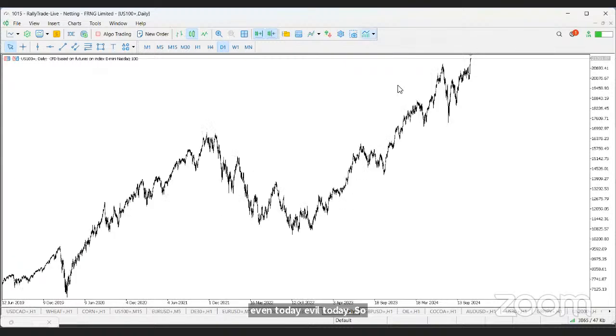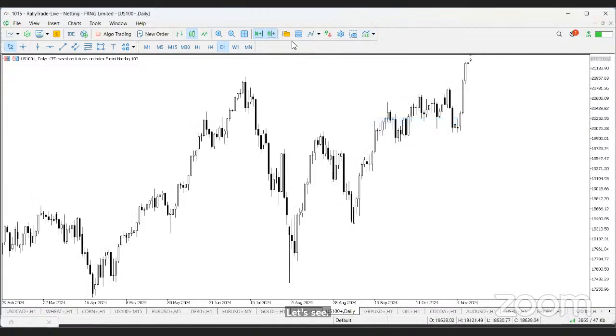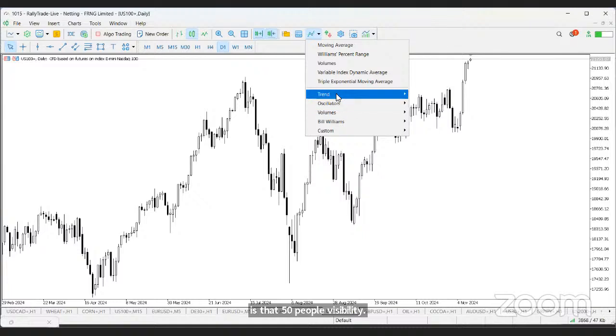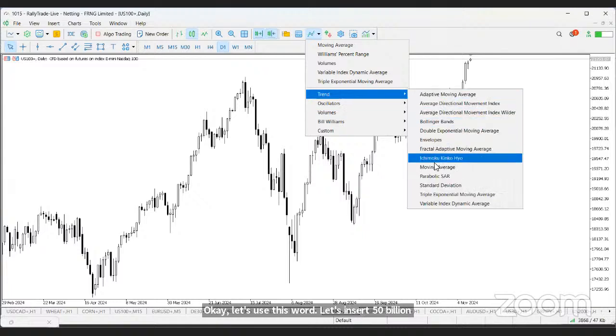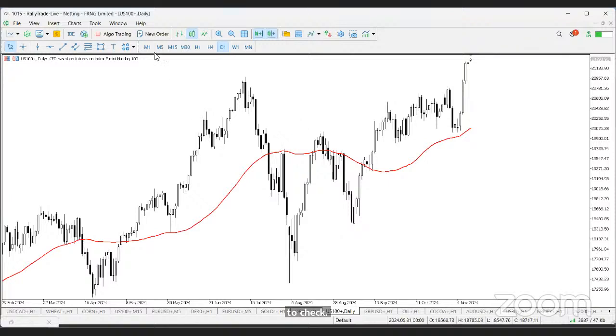And if you look at the 50 period moving average, where's that 50 period moving average? Okay, let's use this one. Let's insert 50 period moving average and check. Okay, so that's what I was looking for. I was looking for the last time the price came close to 50. Not quite long, I think about last week, the price came close to 50 and got support.